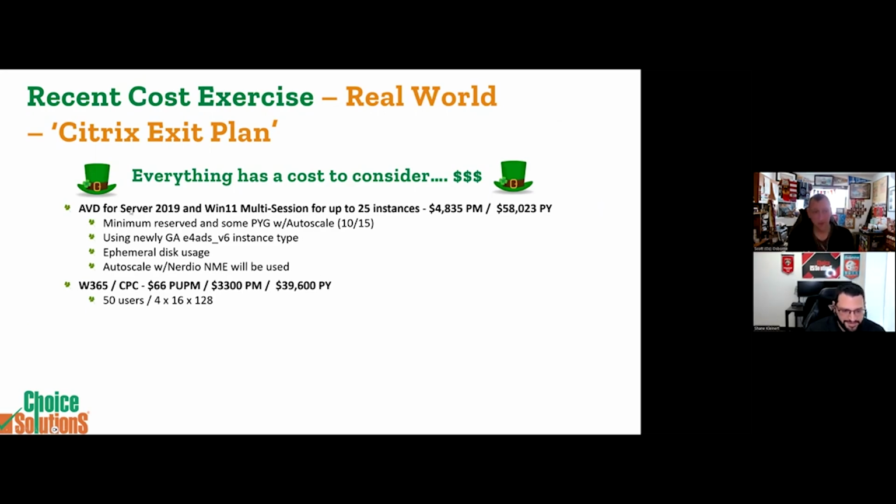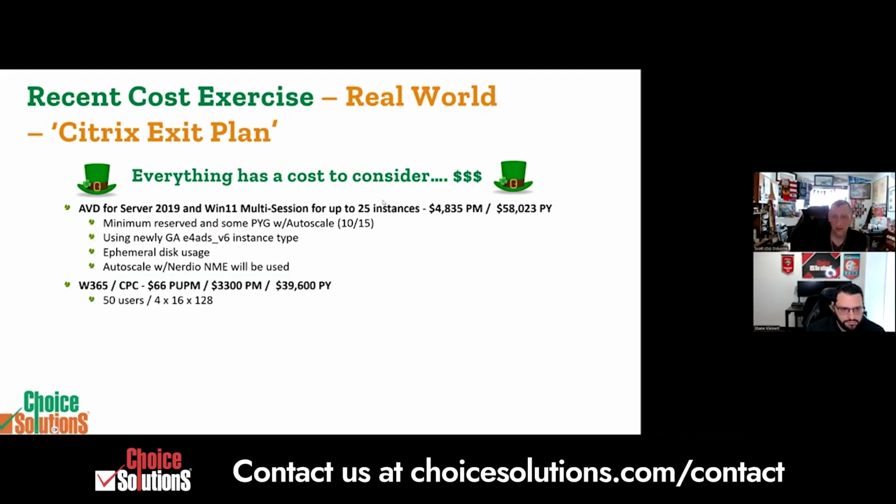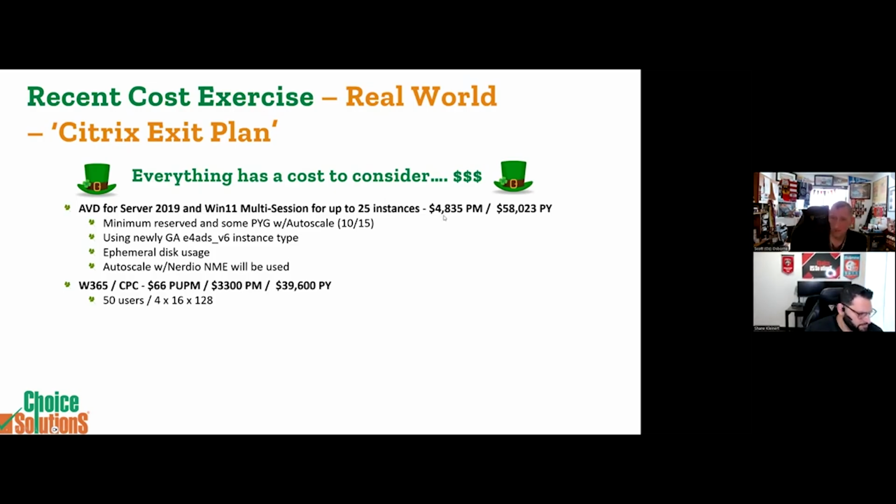So as you can see here, AVD Server 2019, we're going to move to some Win11 multi-session. We're going to use auto scale, so we got a bare minimum that's going to be up, but we got some auto scale. So I split them 10, 15, 10 minimum, 15 are going to be scaled. You can see the instance type, go through all the calculations. We're going to use ephemeral disk because we can. Those kinds of things come into that thought process. Well, that comes out to roughly $4,800 per month, this per year, 58.